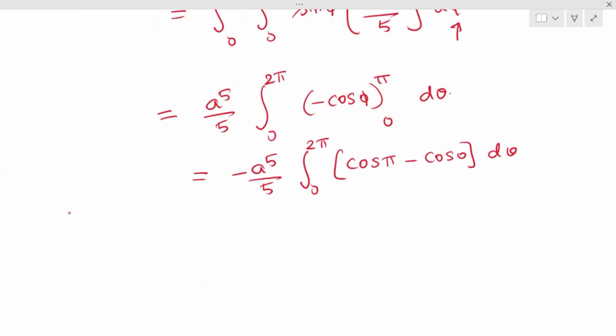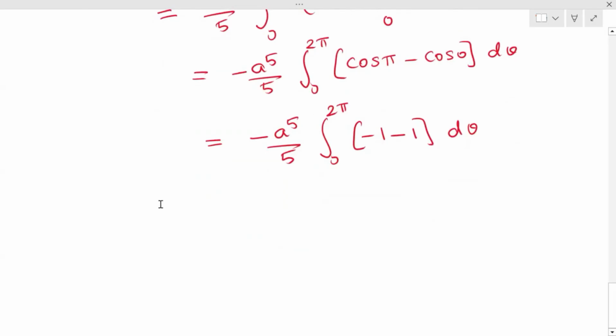We know the value of cos pi is minus 1, and cos 0 is 1, d theta. So we will get minus 2. Taking it outside, it will become 2a power 5 by 5, 0 to 2 pi, d theta.